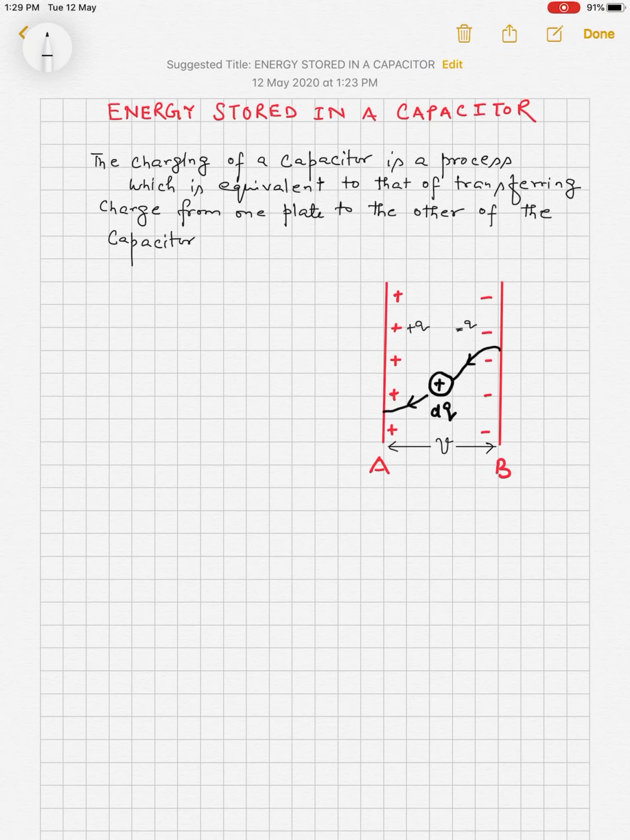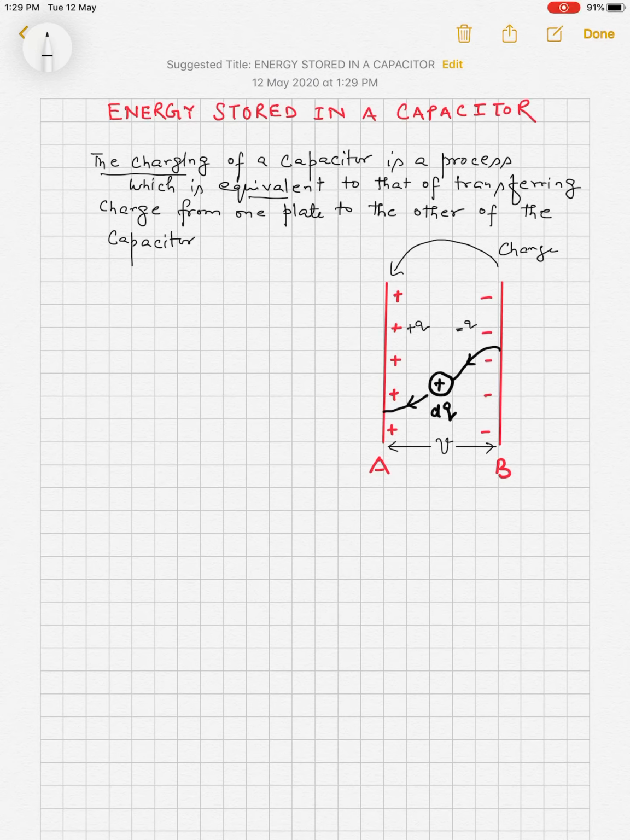So here a capacitor is shown having a plate A and B. The charging of a capacitor is a process which is equivalent to transferring charge from one plate to the other plate of the capacitor. So here the charge is transferred from plate B to plate A in steps.